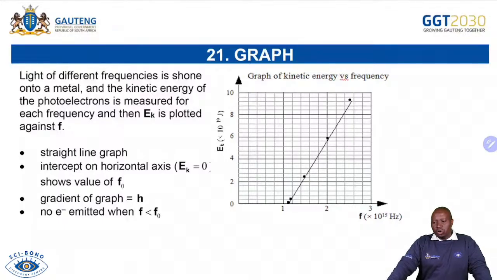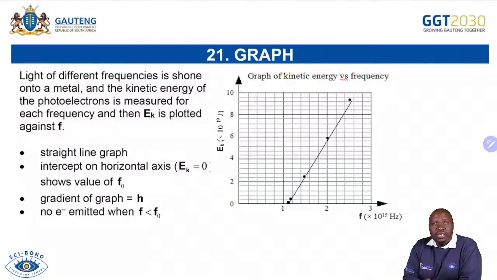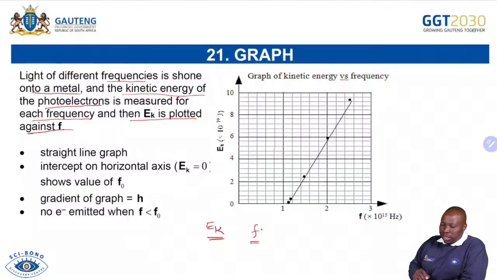Now, you will be coming across a lot of graphs. So it's important that you know that light of different frequencies is shone onto a metal, and the kinetic energy of the photoelectrons is measured for each frequency, and then EK is plotted against frequency. You can see we have the y-axis as your EK and the x-axis as your frequency f. This is a straight line graph, and it intercepts where EK equals 0.